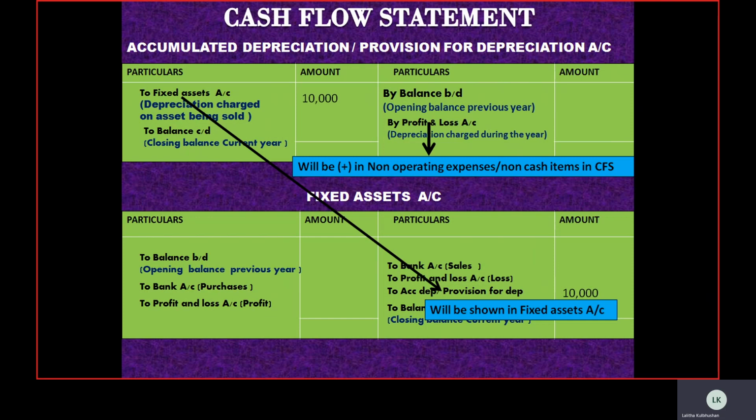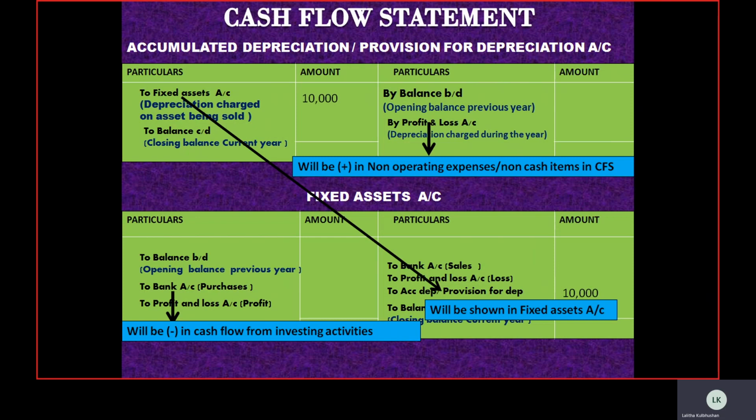Okay children, now the next item we are going to discuss is furthermore items, like you can see here, purchases. As you know, the purchase of fixed assets will be shown in the investing activities as a deduction, as minus. What is the basic reason? Because it leads to outflow of cash.